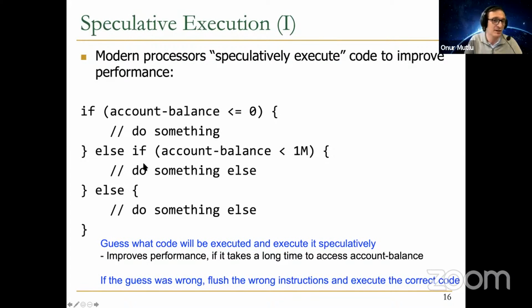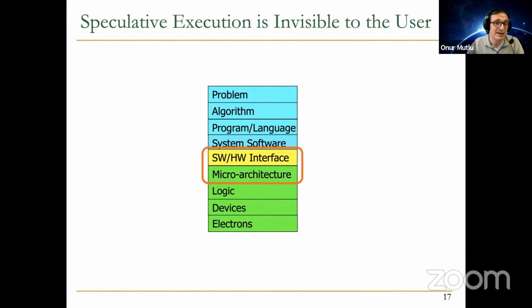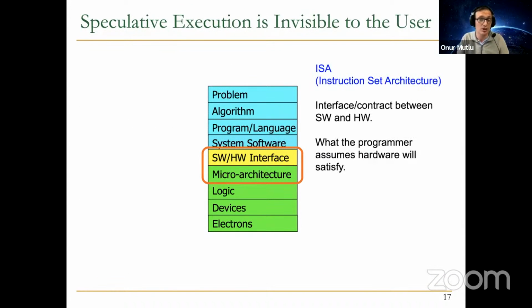So this is how speculative execution works. If you're correct, no problem, everything is fine. If you're incorrect, then you need to flush the instructions from the machine and execute the correct code. Okay? And this works perfectly. It's not a problem at all. There's no correctness problem here because the processors do it correctly. So basically, speculative execution is invisible to the user. And we're going to talk about the difference between instruction set architecture and microarchitecture. ISA is a contract between software and hardware.